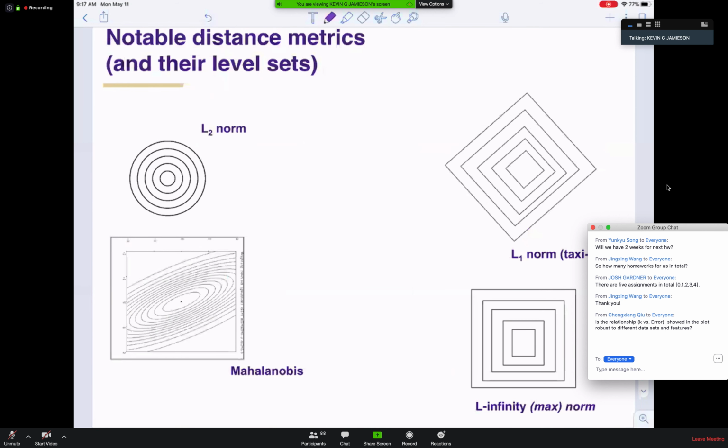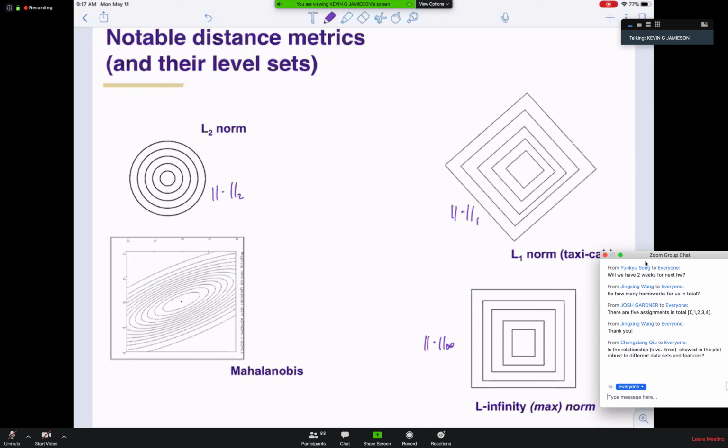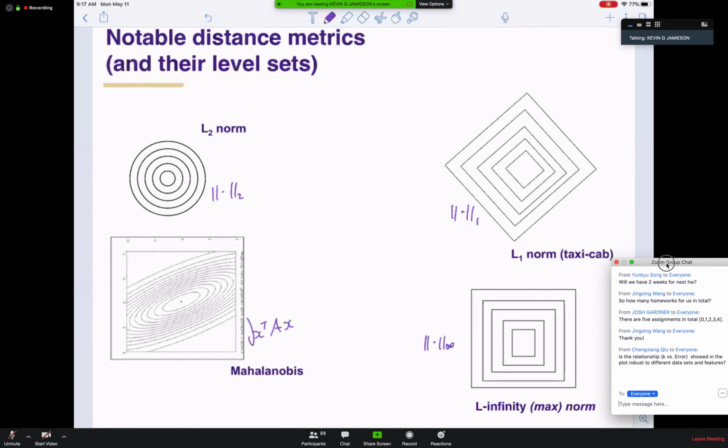And they're very flexible. You can use different distance metrics. So this is the L infinity norm. This is the L1 norm. This is the L2 norm. And then you could have some shaped norm like this for some matrix A, where you're weighting different dimensions different ways. You can even have kernelized norms.